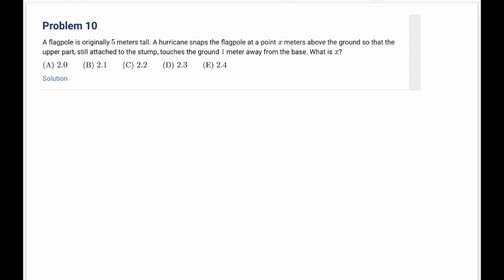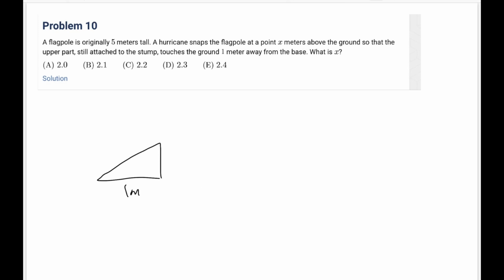Number 10, a flagpole is originally 5 meters tall. A hurricane snaps the flagpole at a point x meters above the ground so that the upper part still attached to the stump touches the ground 1 meter away from the base. What is x? Okay, so the flagpole is 5 meters tall, but it broke, so it's like this. And it touches the ground 1 meter away, right? So this is 1 meter.